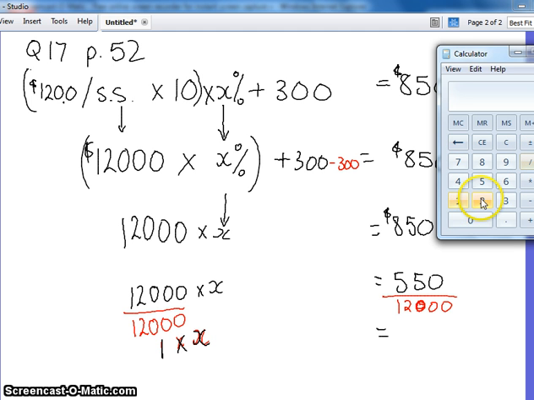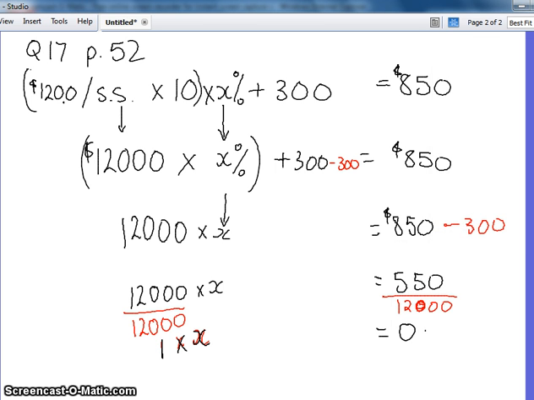550 divided by 12,000 equals 0.0458. Okay, so is that the percentage, or do we have to do something to that? We have to do something to it. What do we have to do to it? Thinking about percentages, we always work with something. Definitely divide by 100. You try and divide it by 100 and see what you come up with.